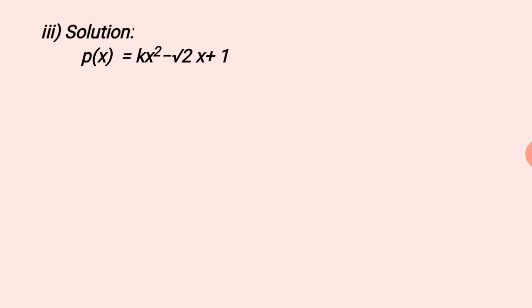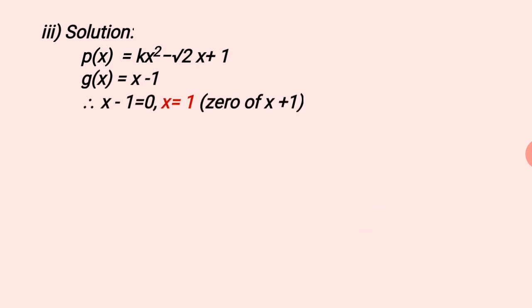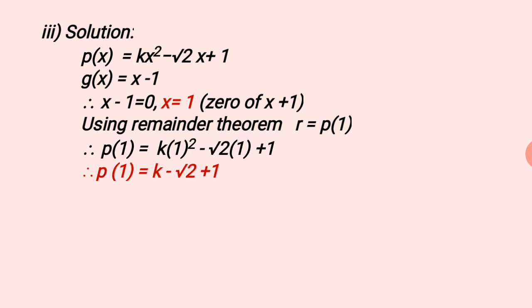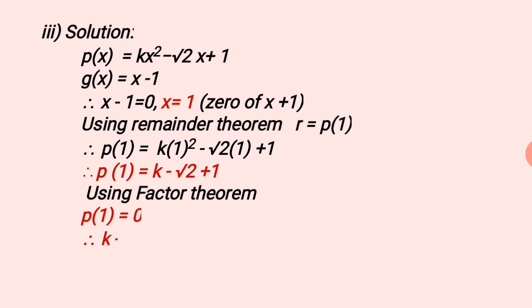One more. P of x, g of x noted, x equal to 1. You get the remainder theorem, r equal to p of 1. So, substitution and you get this statement, p of 1 equal to k minus root 2 plus 1. Then you are going to use factor theorem. So, p of 1 will be equal to 0. Finally, equate the two and get the value of k.